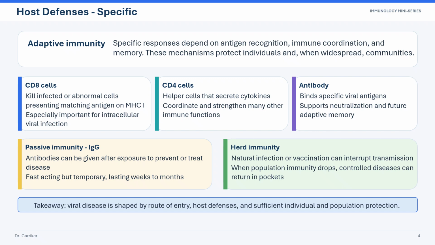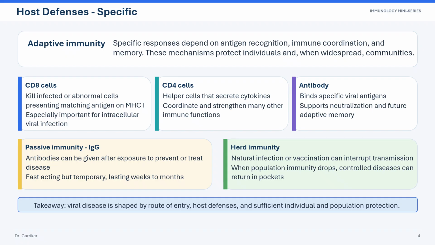Antibodies are another major part of specific defense. Antibodies are produced by B cells and bind specific antigens. In viral defense, antibodies can help neutralize viruses before they enter host cells. Once a virus is already inside a cell, CD8 cells become especially important. But before entry occurs, antibodies can bind viral particles and reduce their ability to infect new cells. Antibodies also support adaptive memory, which helps explain why vaccination or prior infection can lead to a faster response later.